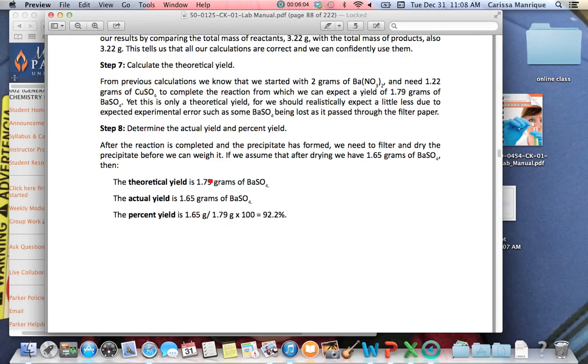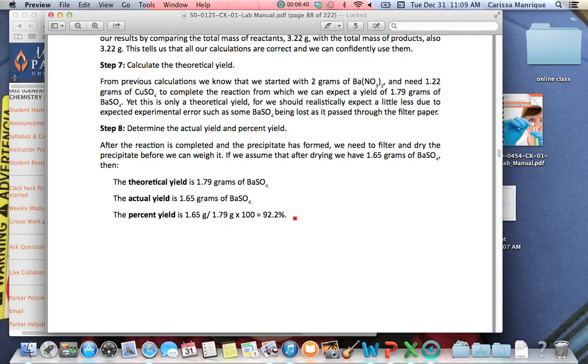Okay? Now, we need to get our actual yield. Your actual yield is how much you actually make. So you're going to do the reaction, and at the end, you're going to weigh your product. And you're going to see how much you actually make, and that's your actual yield. So that's actually doing a reaction, weighing how much product you make. And then you're going to do your percent yield, and that is actual over theoretical. Okay? So you get your actual yield, what you actually make, divided by your theoretical yield, and you get a percent yield. And this tells you that you are 92.2% accurate.